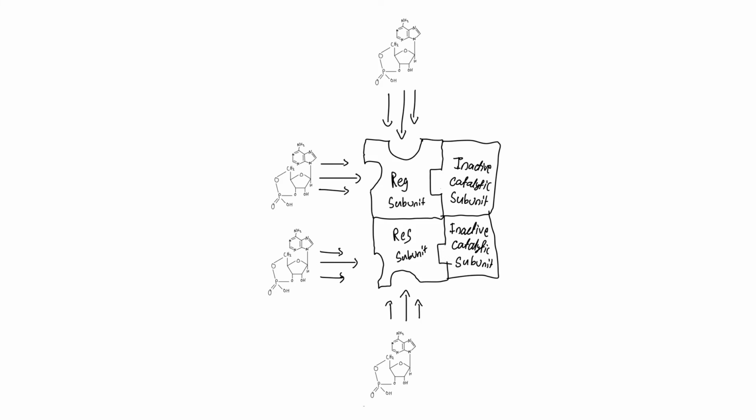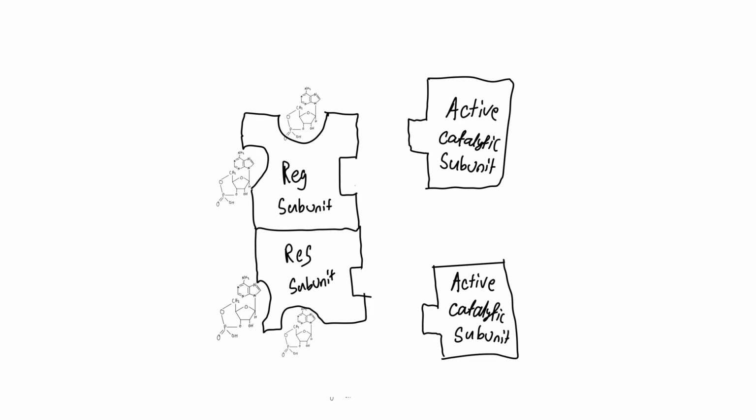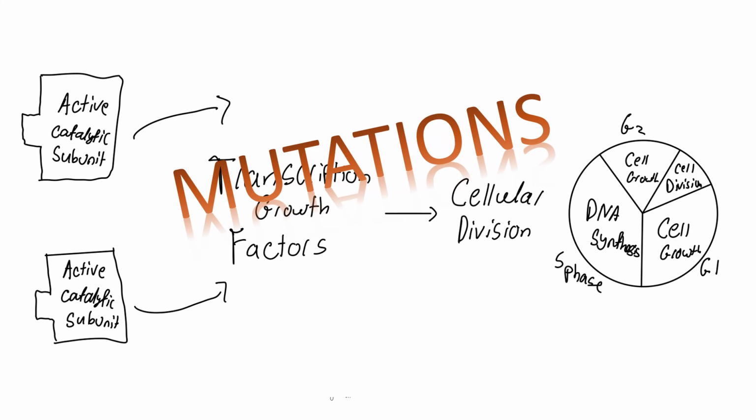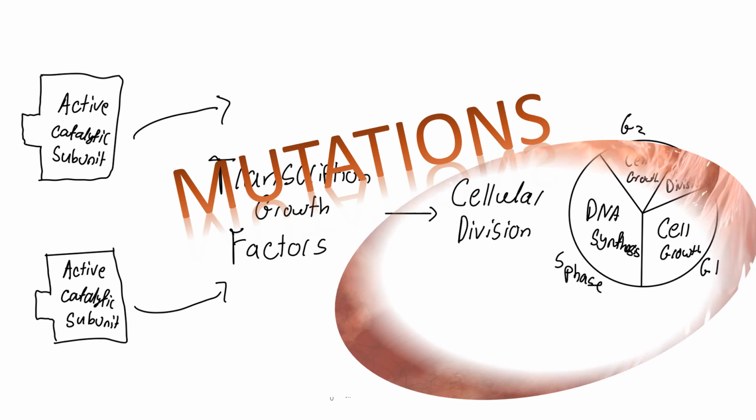Protein kinase A gets activated by synthesized cyclic AMP. From there, the active catalytic subunits go on to activate transcription growth factors, and they go on to promote cell growth and division. However, sometimes a mutation in this pathway can lead to overactivation of the cell division process, and that, unfortunately, can lead to tumors.